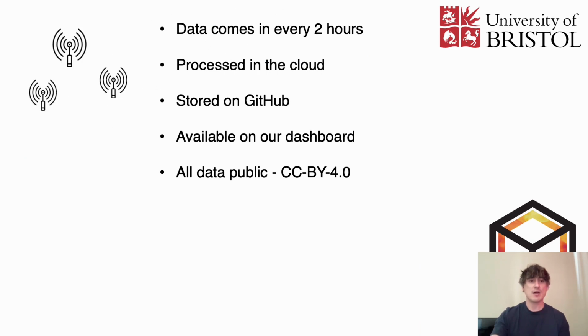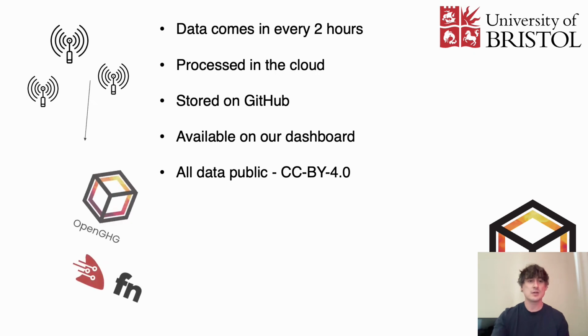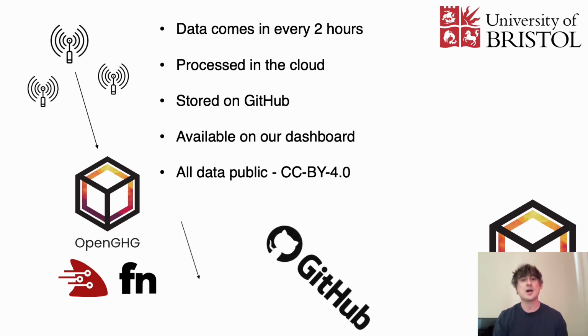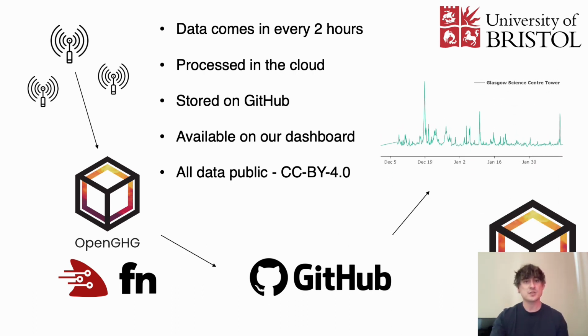So we have a range of sensors distributed across Glasgow. We've got data coming in, being processed by OpenGHG, and some functions in the cloud. These functions are just things you post data to, it gets processed, and then it gets uploaded to GitHub. So all the data is available on GitHub, which I'll show in a few minutes. Data comes in every few hours or so, it's processed in the cloud, stored on GitHub, available on our dashboard, and all data is public, CC BY-SA 4.0.